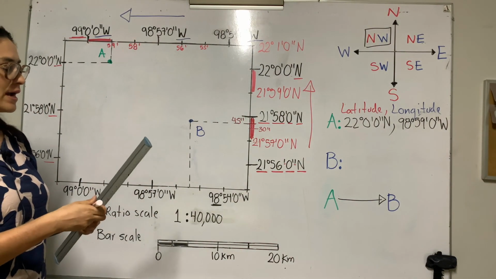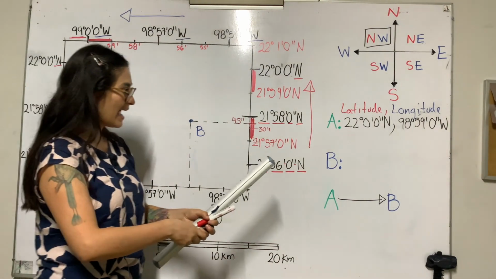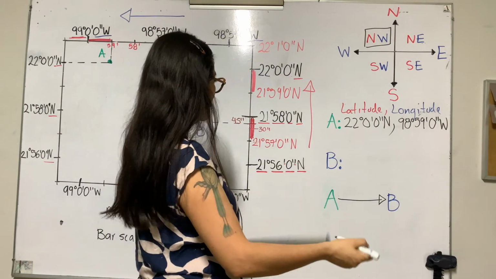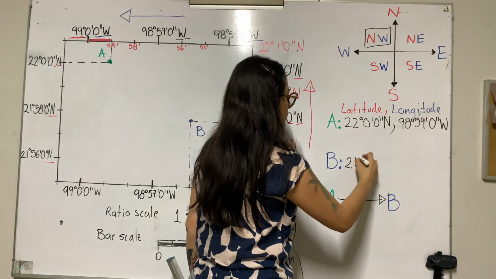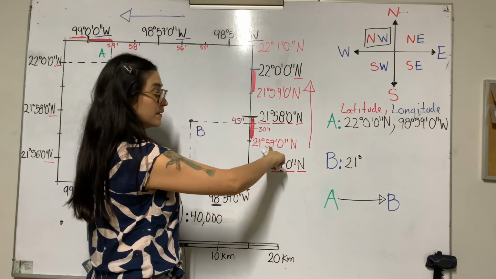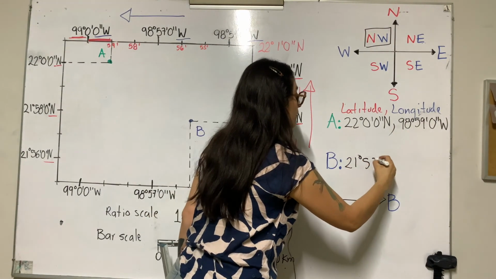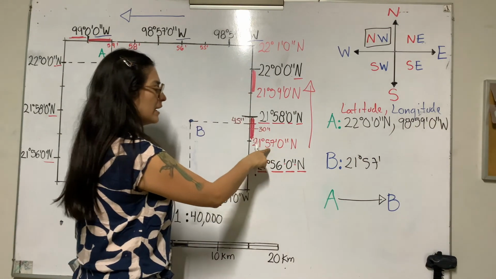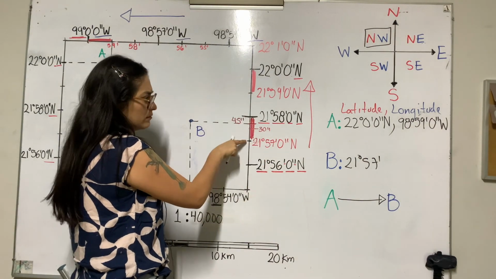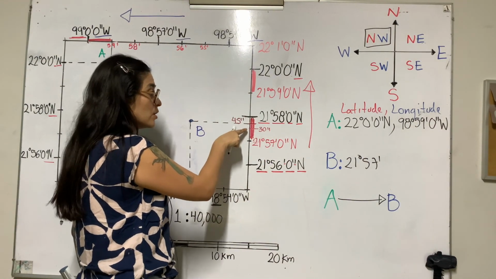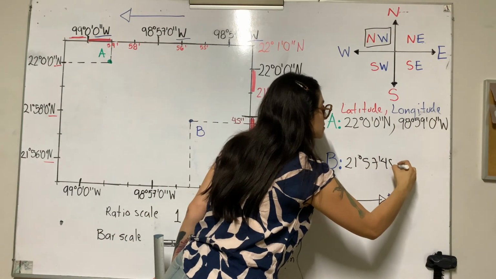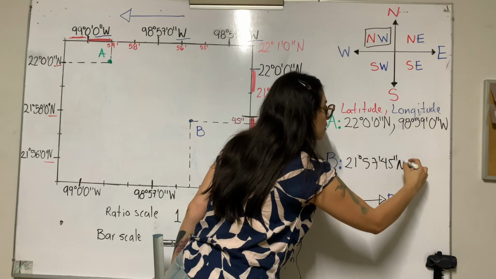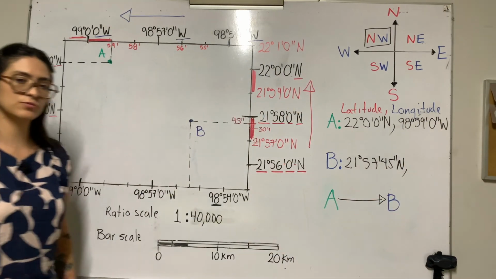So let's write it there. The latitude for the point B should be 21 degrees, 57 minutes. And in which second are we? We are not in the 0 seconds. We are not in the 30. We are in the 45 seconds. 45, going north. We have the latitude right now.